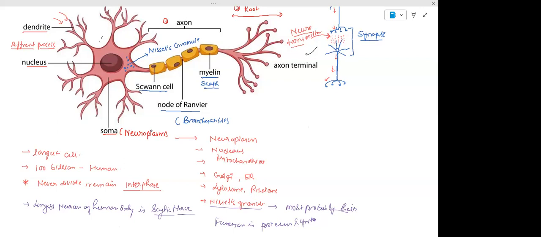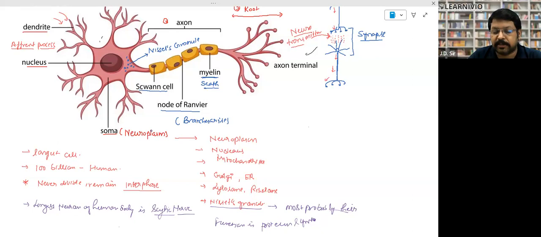Sir. Any more questions? Nobody asked me, so let me ask you. What is the function of node of Ranvier? It is written over here. I have seen the question from here as well. It's a very simple question, by the way. But 30% of questions will be simple only. Not every question will be the tougher one.